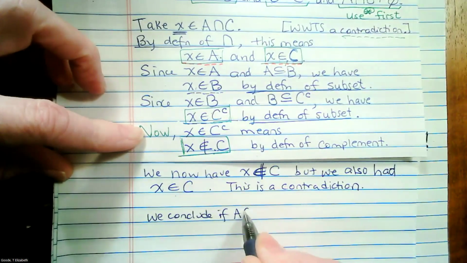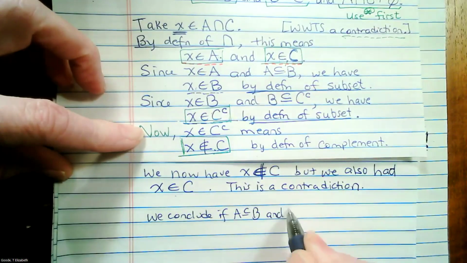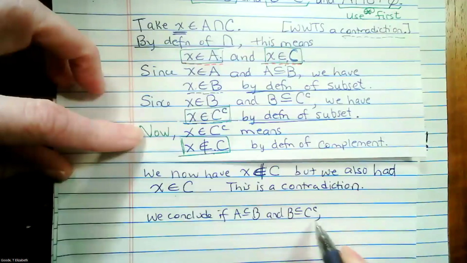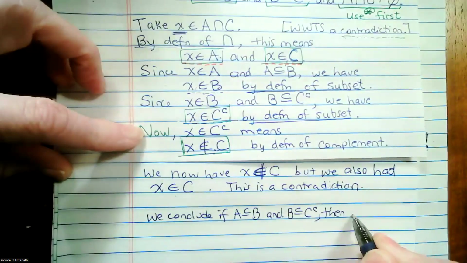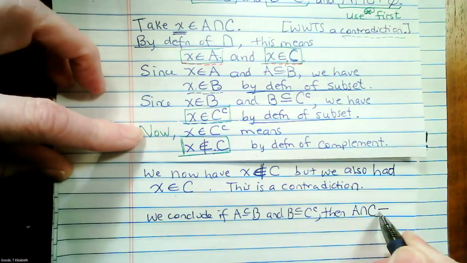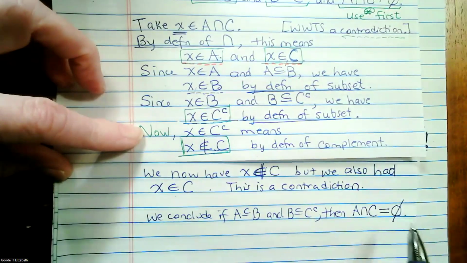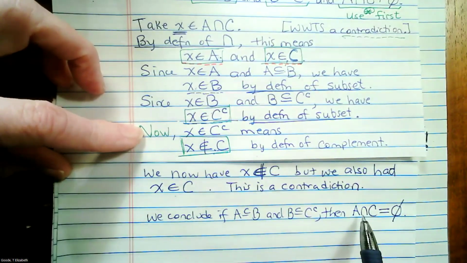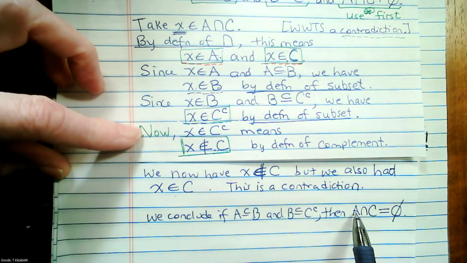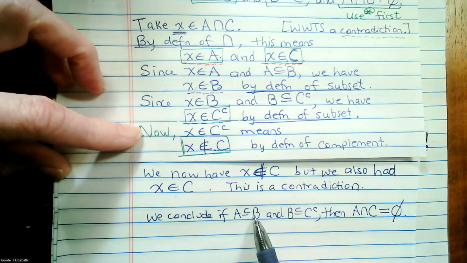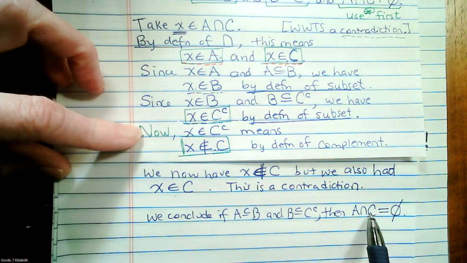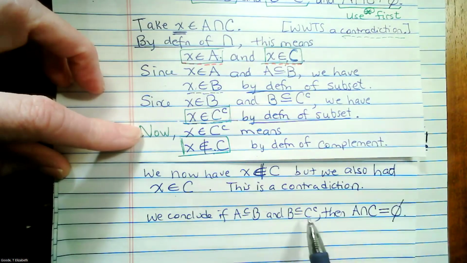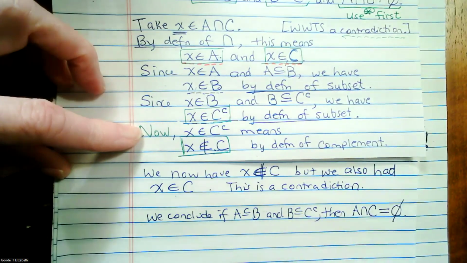if A is a subset of B and B is a subset of C complement, then in fact A intersects C has to be empty. Because the minute we grabbed an element of A intersects C, that element was in A. And that put it in B by definition of subset. That put it into C complement, but it was also in C from the very beginning. So it got to be in C and in C complement. You can't have it in both.